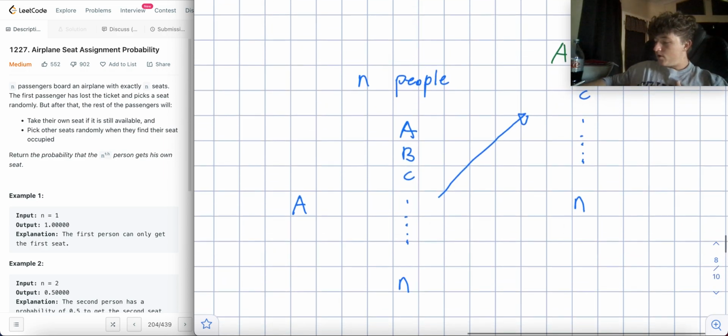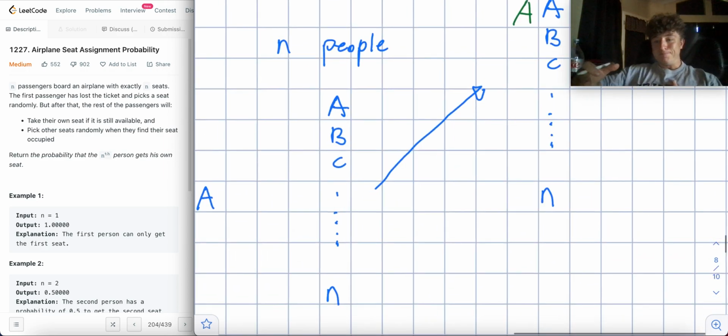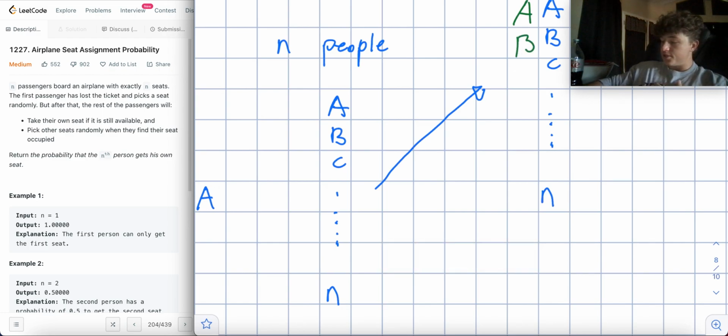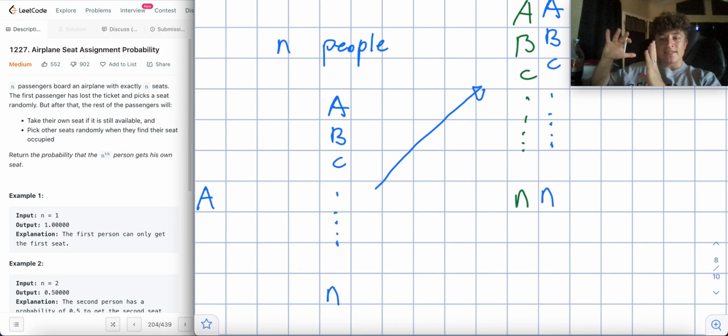Because this person won't get in anybody's way, subsequent people will also get in their seat. B will see their seat open, they'll get in their seat. C will see their seat open, all these people will, and then N will as well. So that's the ideal situation, the easiest case to understand, because if I get my own seat, then everyone will get their own seat. It simplifies the problem completely. So that's probably what you're going to think about first.